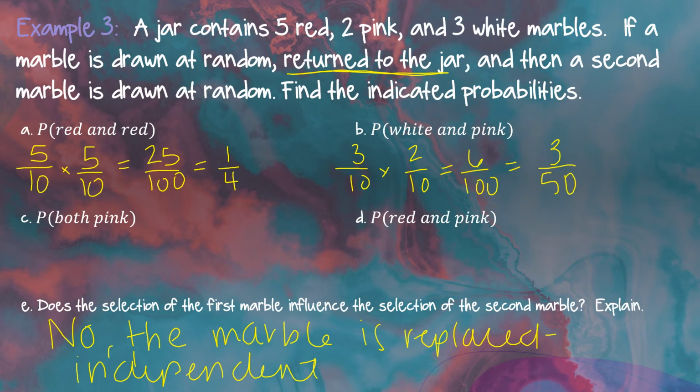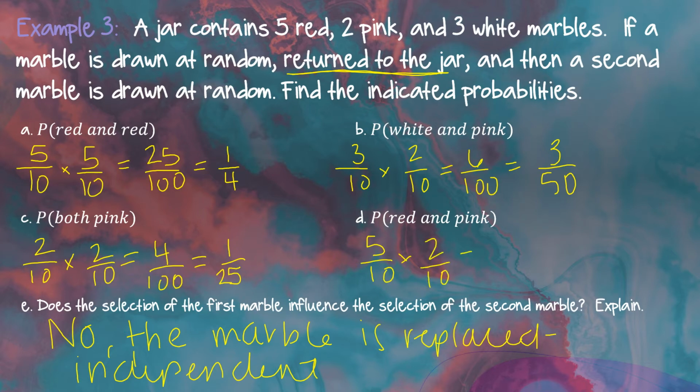Both pink, all right, so that means pink and pink. So 2 out of 10 times 2 out of 10, 4 out of 100, which simplifies to 1/25 if you divide them both by 4. And then red and pink. So red is 5 out of 10 times pink, which was 2 out of 10, and that's going to give us 10 out of 100, which simplifies, divide both of those by 10, 1/10.